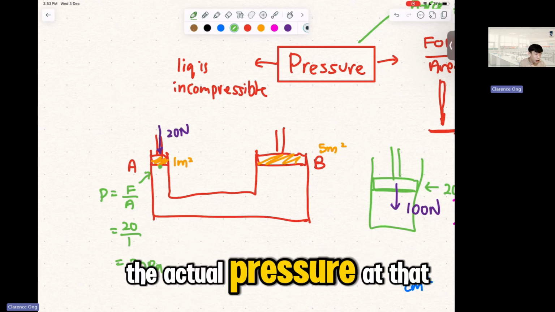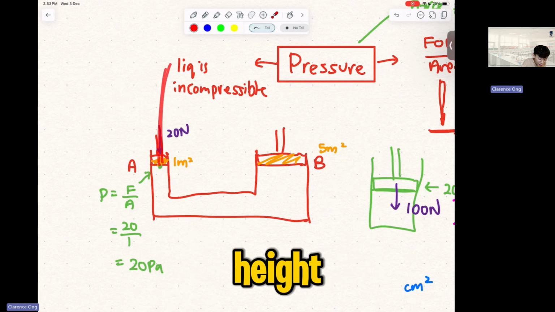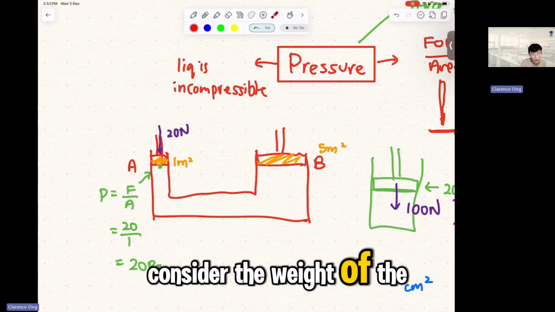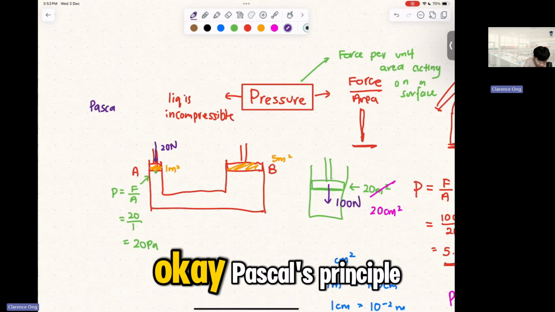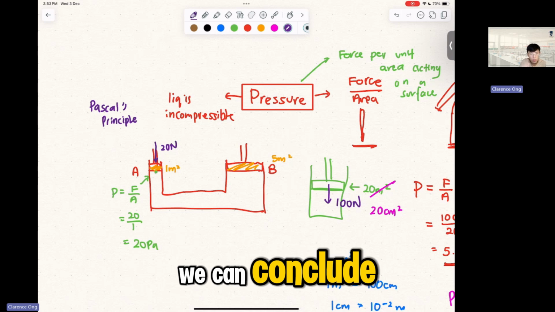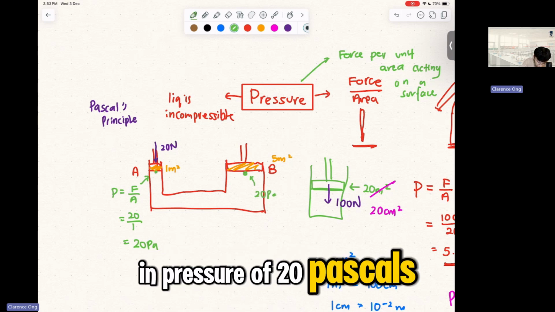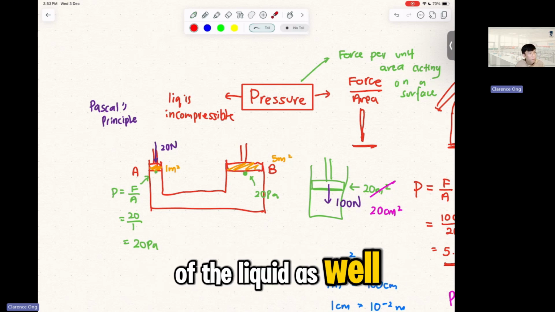If you want to find the actual pressure at that point, you have to consider a lot of other things. You have to consider the height of the air column above it. You need to consider the weight of the piston as well. Based on Pascal's principle, we can conclude that there will be an increase in pressure of 20 pascals on this side of the liquid as well.